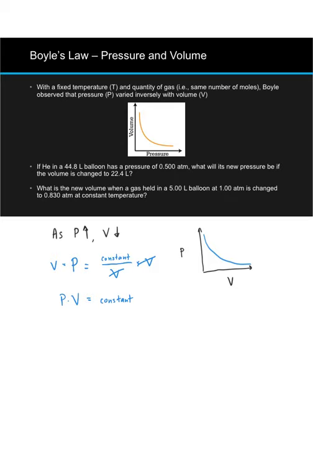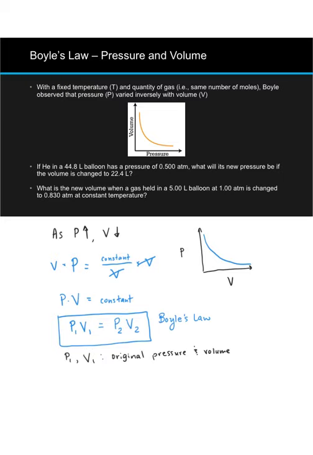So yet one more way to write this same relationship is that pressure at one set of conditions times volume at one set of conditions is equal to pressure at a second set of conditions times volume at a second set of conditions. And this is the most familiar means by which to write Boyle's law. Here, P1 and V1 are pressure and volume of a gas under one set of conditions. P2 and V2 are the pressure and volume of the same gas under a second set of conditions.